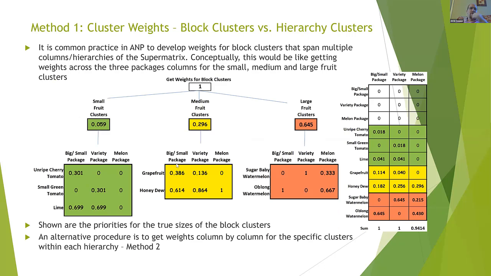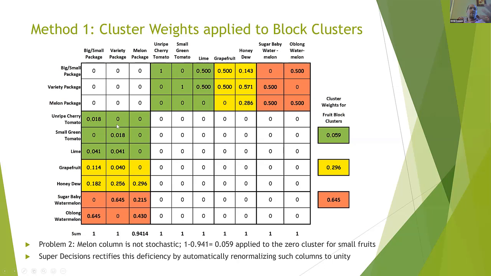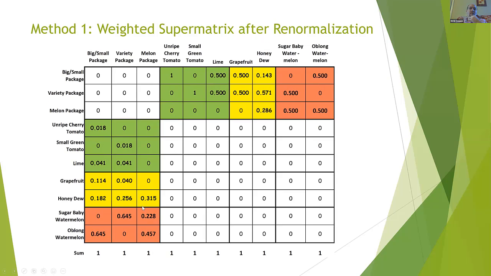The first method is the typical ANP method, where we get cluster weights by block. So we're going to block this whole cluster weight. What we did there is we took all of the value, all of the cherry tomatoes that would have been in this cluster, and we got our weights. When we weight our unweighted supermatrix, we have a column that doesn't sum to unity. In Super Decisions, they just renormalize this column again. So we get our weighted supermatrix that sums to unity.